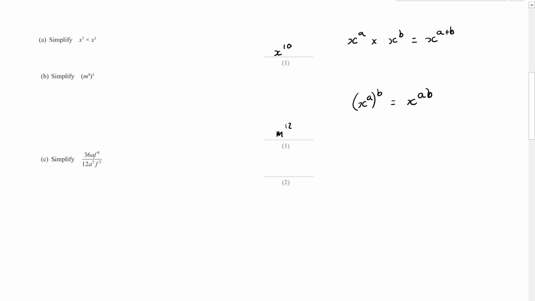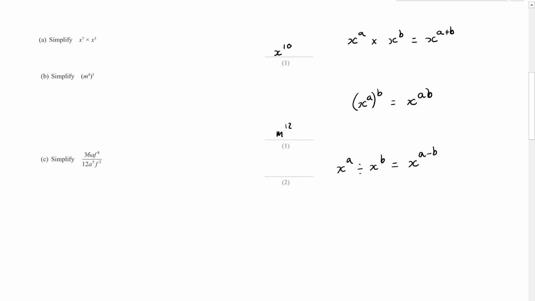And now this third one here is going to be a little bit more complicated, but we're going to use the same thing for all 3 of these variables. So we have a number, then a's, and then f's, but we're dividing everything. And if you remember, x to the power of a divided by x to the power of b is equal to x to the power of a minus b.